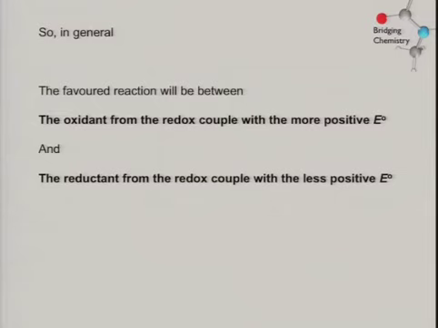Okay, so if you go back to that slide where we said that in the redox couple the thing on the left is the oxidant and the thing on the right is the reductant, then the favoured reaction will be between the oxidant from the redox couple with the more positive E standard and the reductant from the redox couple with the less positive E standard.